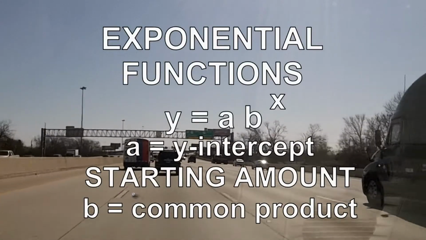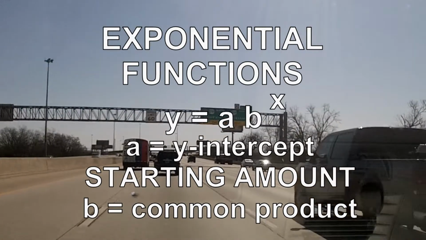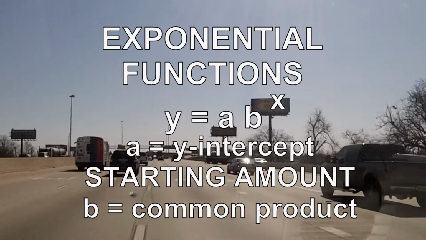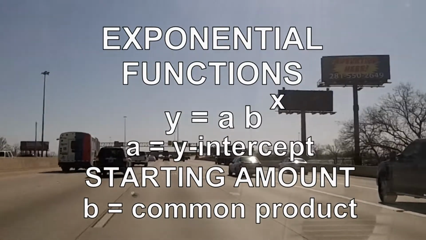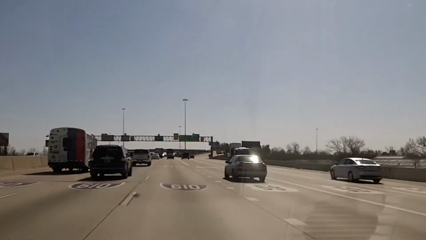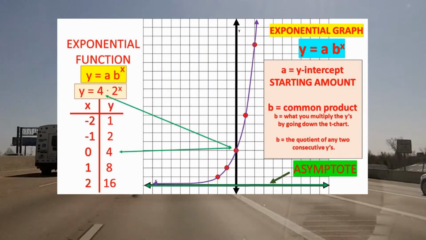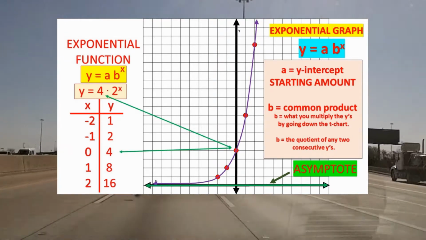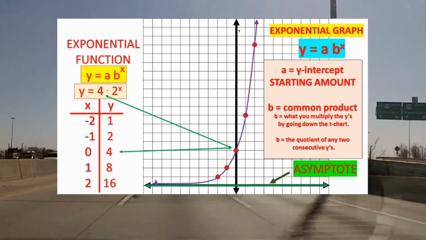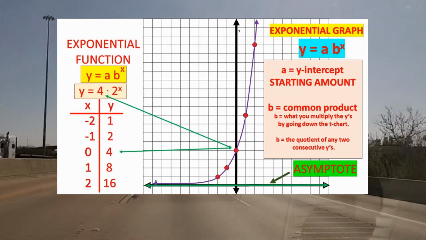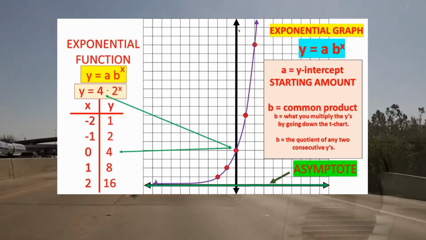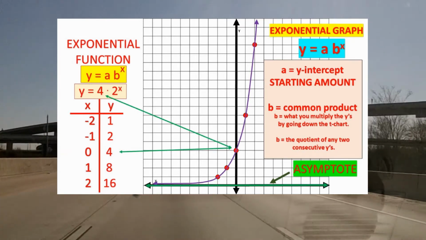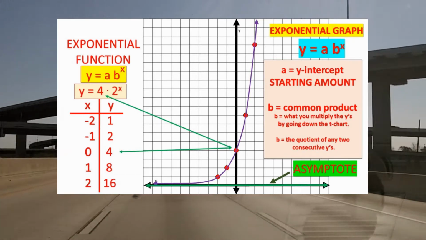Remember, in Algebra 1, exponential functions are written in the form y equals a times b to the x, where a is the y-intercept and b is the common product. The graph of an exponential function is a curve that slants upwards or downwards. In the function y equals 4 times 2 to the x, a is 4, which is the y-intercept, and b is 2, which is our common product. The y's change by a product of 2 as you go down.